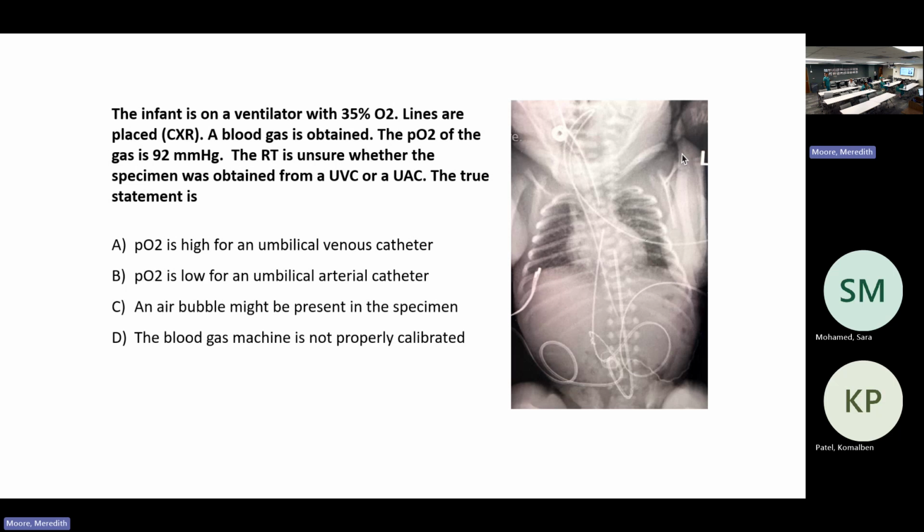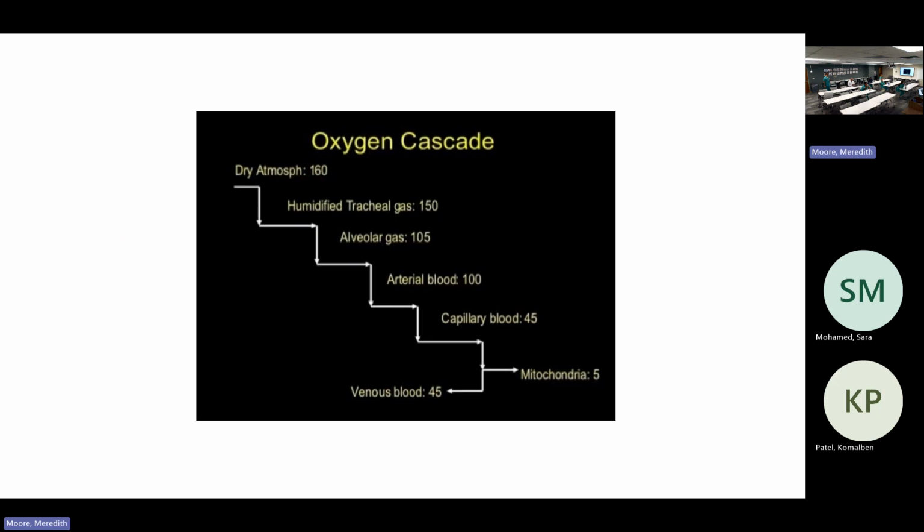Where is the UVC going? Yes, it can. Yes, excellent. Good, Sarah, thank you. Because the UVC is crossing the foramen ovale, so basically you're getting the higher PO2. That was the clue, and the answer was easy. It's A.